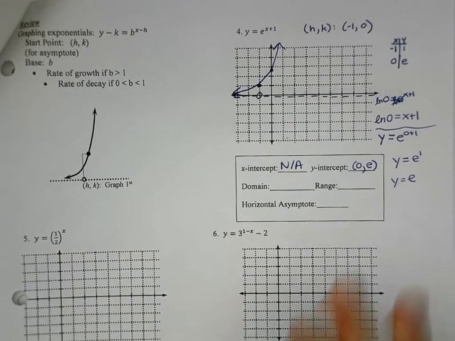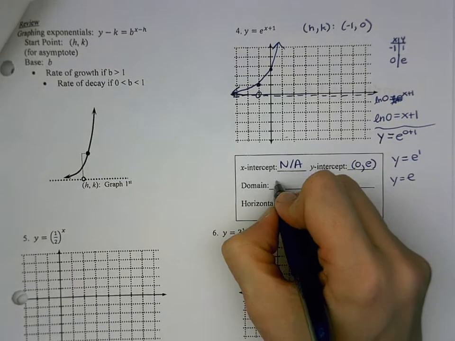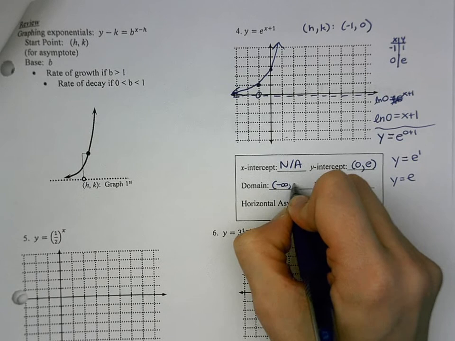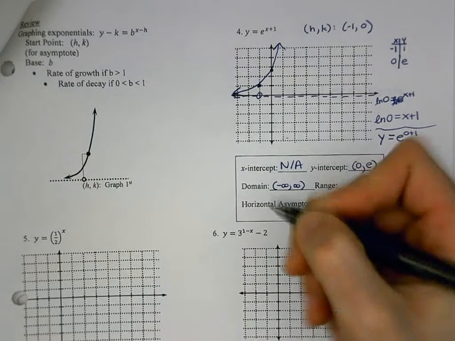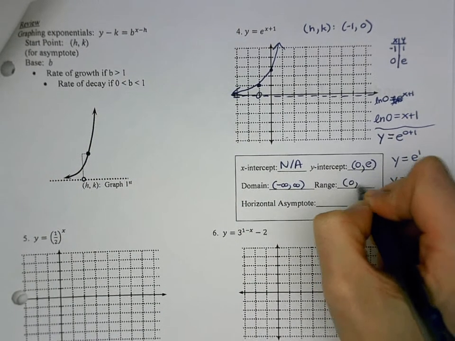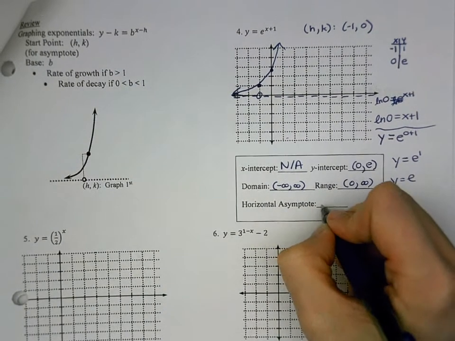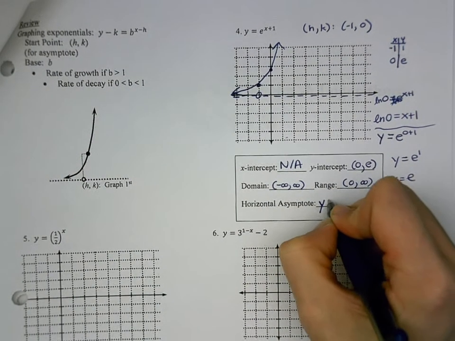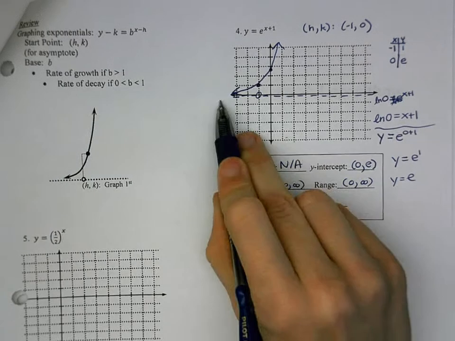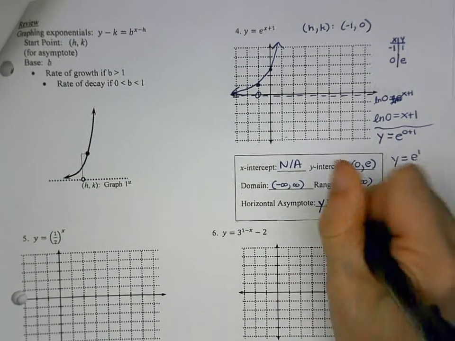Domain are my x values, so this would be everything from negative infinity to infinity. Range are my y values, which are 0 to infinity. And then horizontal asymptote, because this is a horizontal line, now we're talking y equals, and in this case this would be at y equals 0.